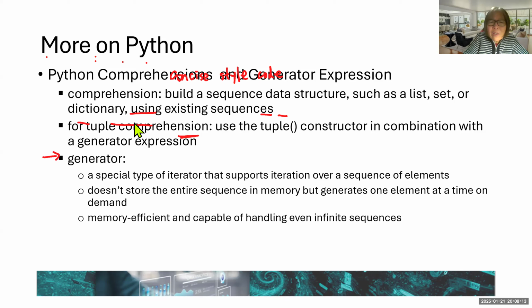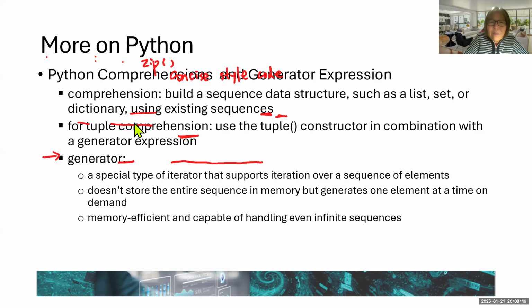Another concept is called a generator. Generator is also very useful. It's some special type of iterator. Previously, we already saw that an iterator is the zip function. A generator supports iteration over a sequence of items. But you may ask, why do we need some other type when we already have list, set, or dictionary? Isn't that enough?